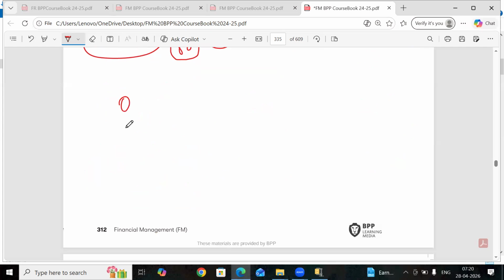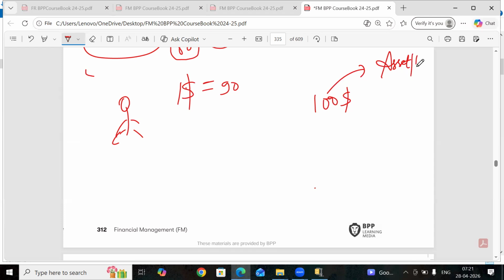Now I'll give you a very simple example. This is me giving some tuition classes in the US. Today $1 is 90, but the student says we will pay you after 6 months. They gave me bank guarantees and all. Fine, okay. Let me just put it as $100. $100 is what the fee is. Because this fee is an asset for me, it's a receivable.